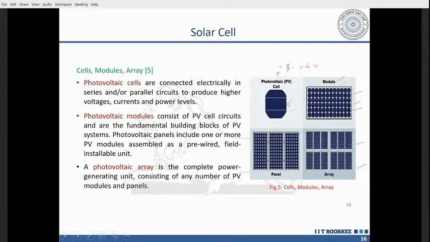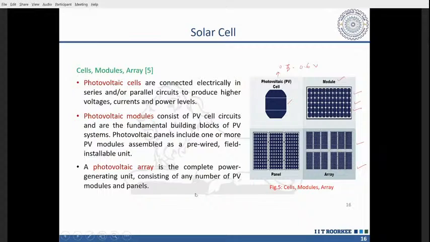When photovoltaic cells are connected in series or parallel, we call it a module. A single module can have many solar cells connected in series together, and again in parallel, to make a single module. When modules are connected in a parallel or series combination, we call it a solar panel. And when many solar panels are connected in series or parallel, we call it an array. So this is how things move: first a solar cell, a single cell, then module, then panel, then array. This array is the complete power generating unit.